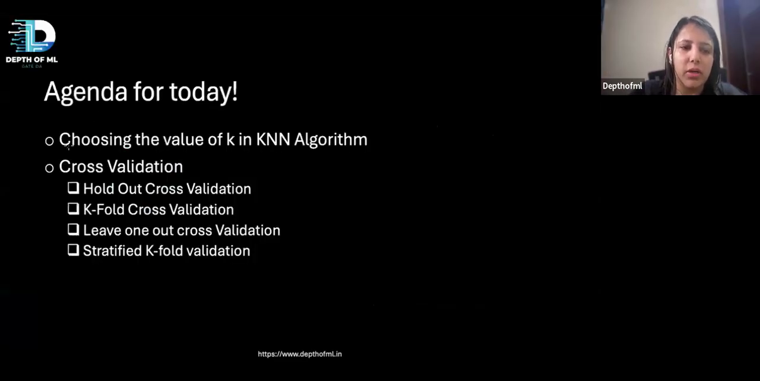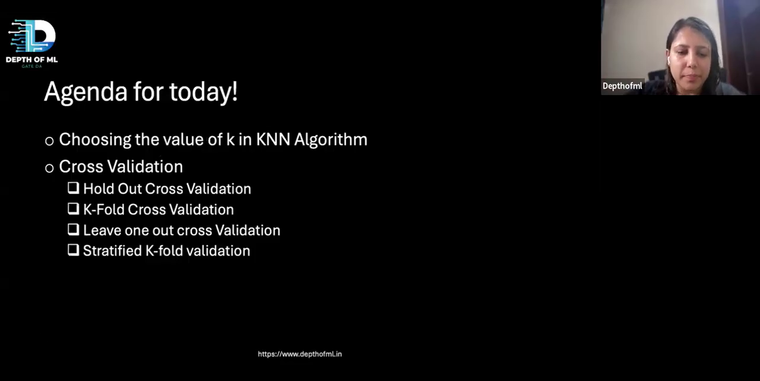So first of all, there was a question that we left in the last class, like how do you choose the value of K in KNN algorithm? Then we'll talk about cross-validation. So cross-validation is also one of the ways you decide your hyperparameters. So that's where cross-validation comes in this whole picture. And then we'll talk about cross-validation. There are 4 types of cross-validation that we'll be talking about. So the 4 types are holdout cross-validation, K-fold cross-validation, leave one out cross-validation, and stratified K-fold cross-validation.